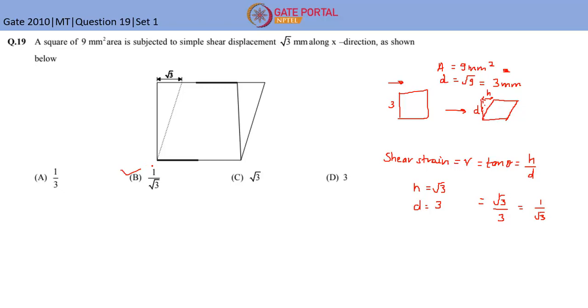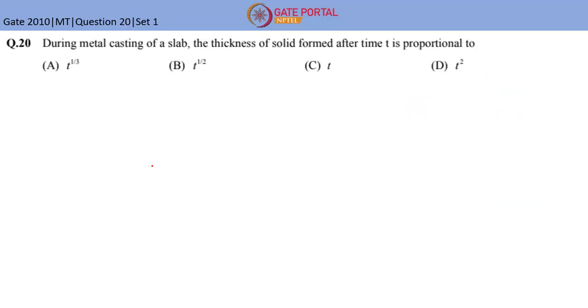Now we will go to the next question. This is question number 20, GATE Metallurgical Engineering 2010 question paper. During metal casting of a slab, the thickness of solid formed after time t is proportional to: option A is t raised to power 1 by 3, option B is t raised to power 1 by 2, option C is t, and option D is t square.